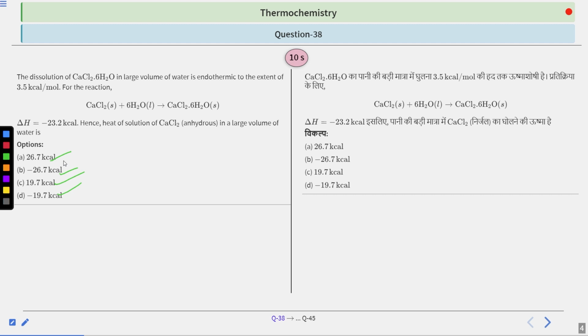So what will be the hint for this question? Basically, you are asked the heat of solution of CaCl2, and you are also given the dissolution data. You must know that dissolution occurs in 2 steps. What are those 2 steps? That is upon you to determine. I think this much is enough to begin with this question. So your time starts now.